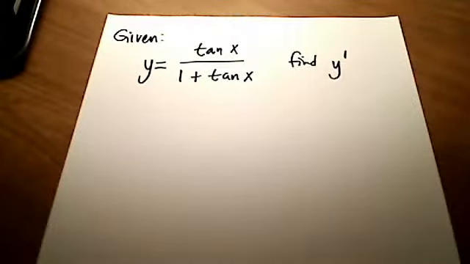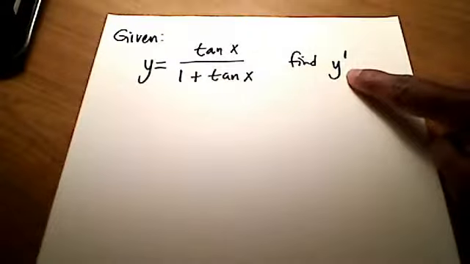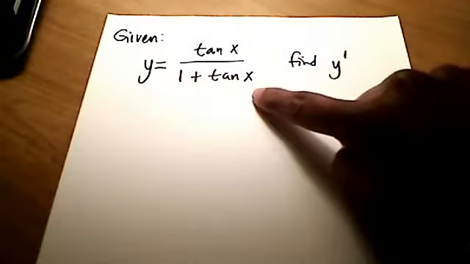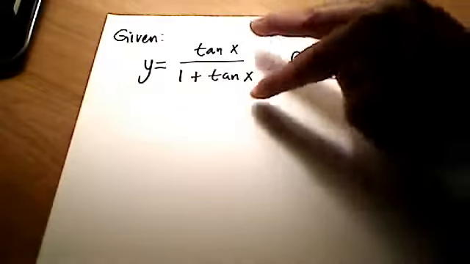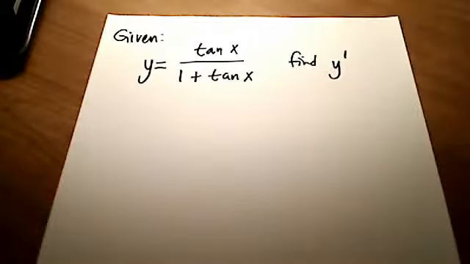In this problem we are going to find the first derivative of this given function here, and since it's a quotient, we're going to need the quotient rule. So here's a real quick recap of the quotient rule.